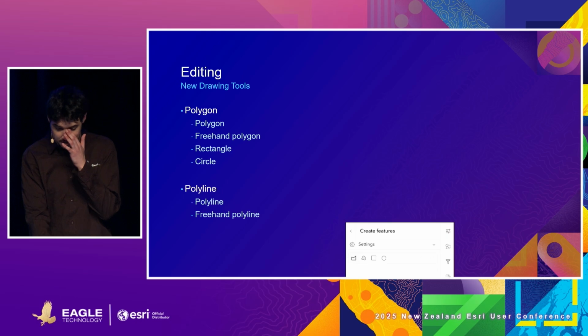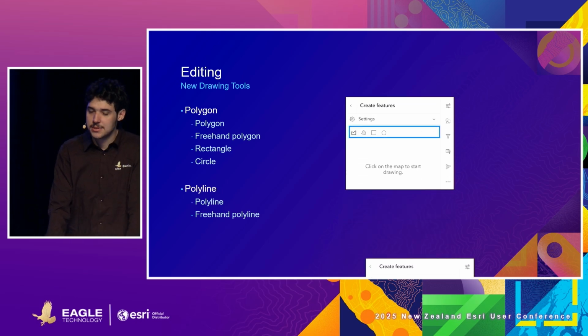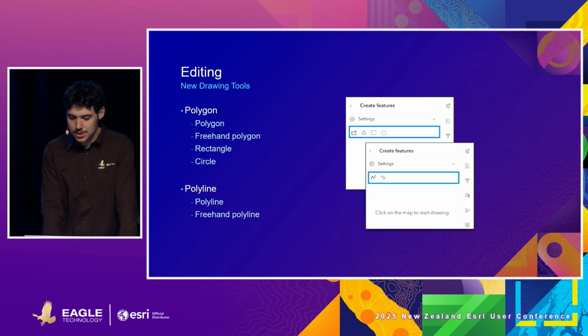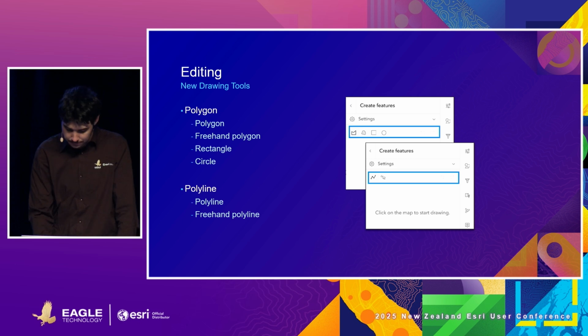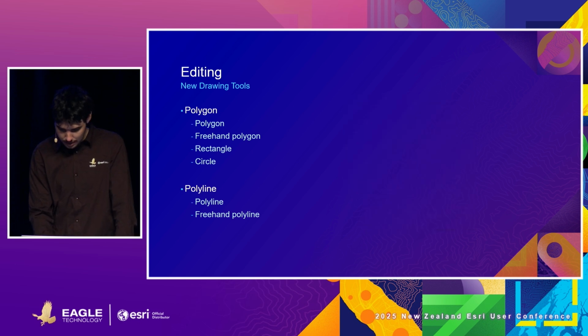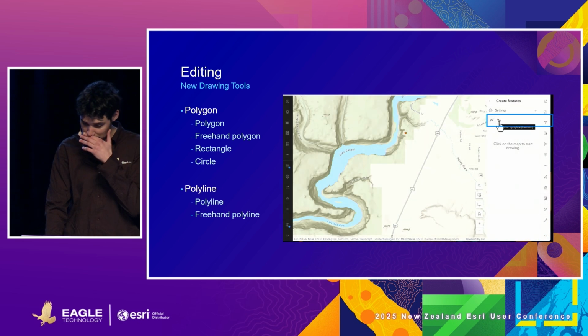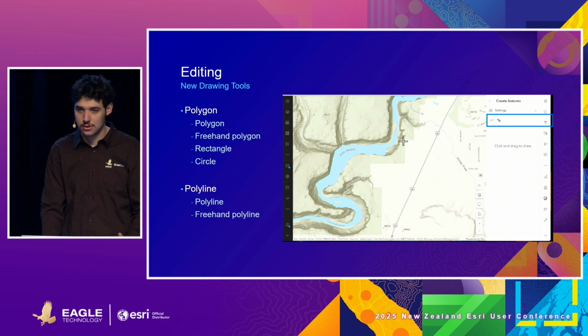So moving on to editing. The past year has brought a lot of enhancements to editing, one of which is the addition of new draw tools in the editor pane. When creating new features like polygons or lines, a draw toolbar will be present at the top of the editor pane. In there, you can choose between different tools like circle, rectangle, or freehand polygons and polylines.